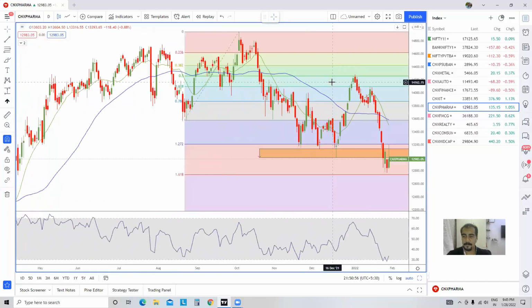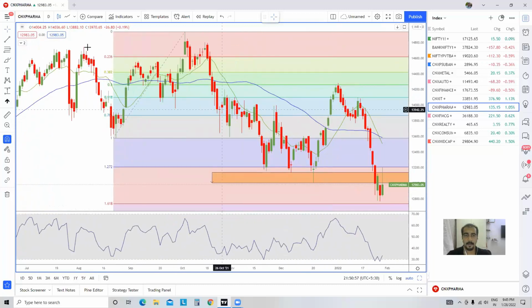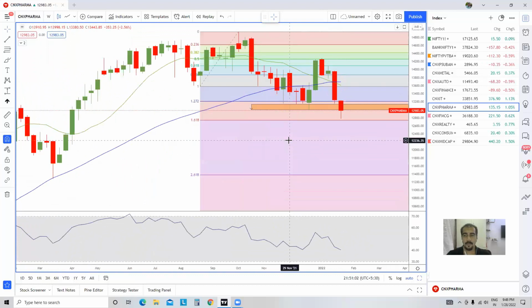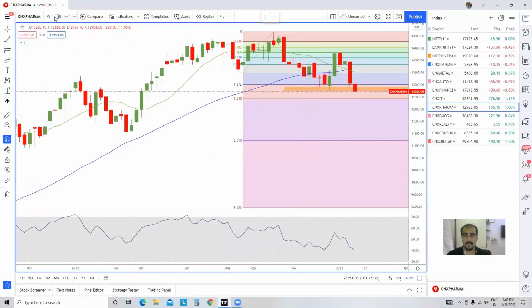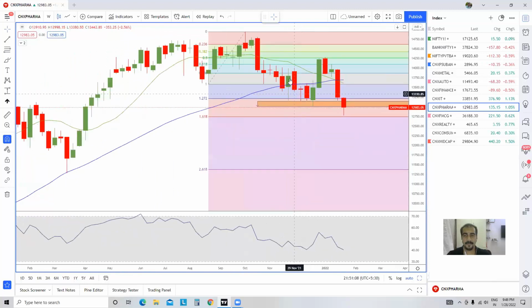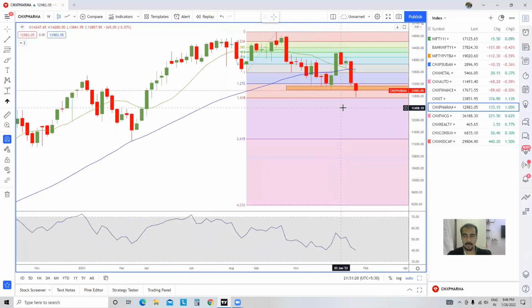Pharma. Now, what has happened in pharma is, if you check the weekly time frame, there was a very nice bounce over here. And from this bounce, it did seem that prices would go higher. It was looking very positive, and suddenly everything started coming down. And now again, we are at a support.